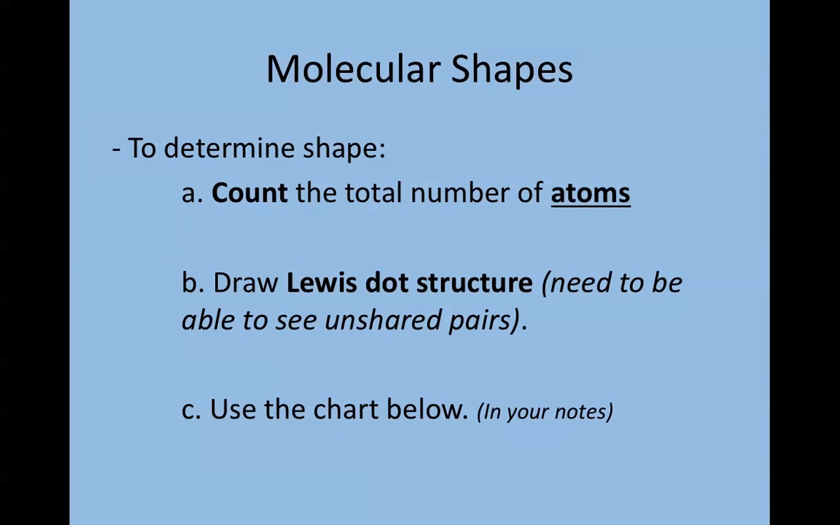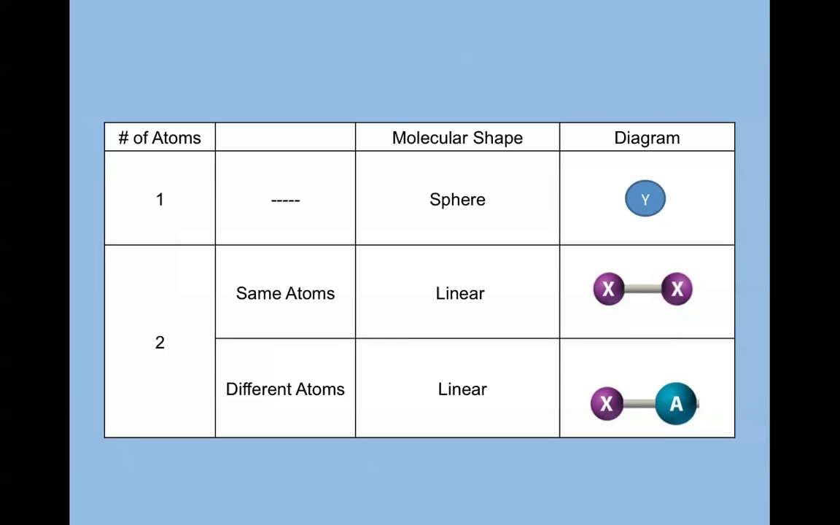In Regents chemistry, to determine the shape, I simply want you guys to count the total number of atoms. You're going to need to draw the Lewis dot structure so you can recognize any unshared pairs of electrons if needed. And then I'm just going to expect you to be able to refer to your notes or this chart that you're going to have in them.